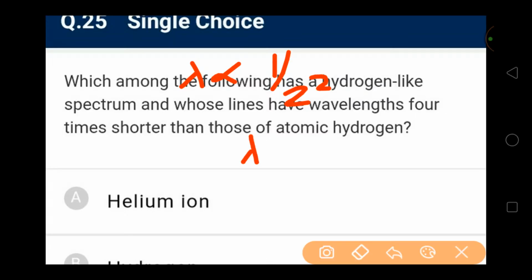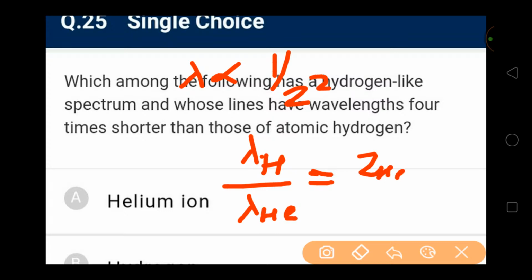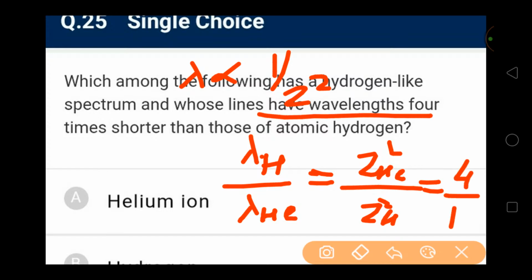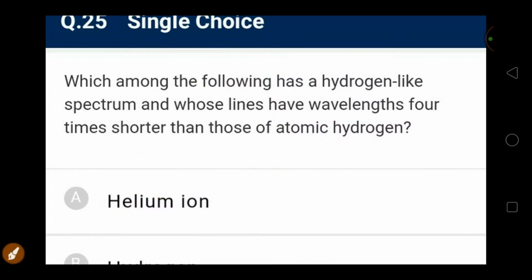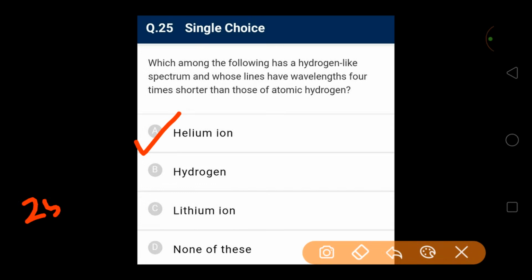Assume hydrogen first. First take the first option, helium. So Z of helium squared by Z of hydrogen squared. What is Z of helium squared? 4, divided by 1. So what is given? Lines of wavelength 4 times shorter than that of hydrogen. So lambda He is equal to lambda H by 4. So the wavelength of helium is 4 times shorter than hydrogen. The first option itself is matching. Therefore, 25 is A.